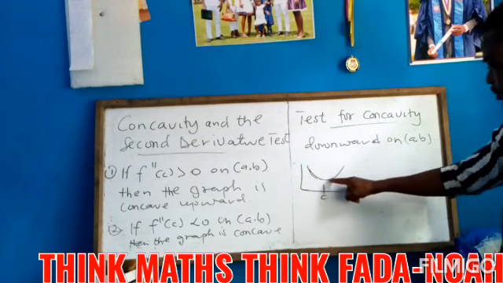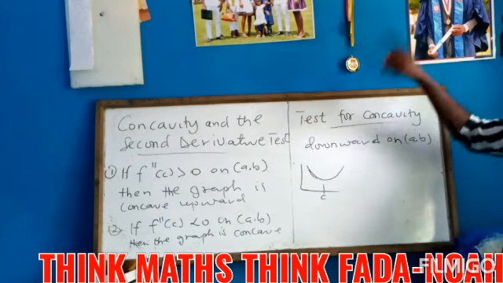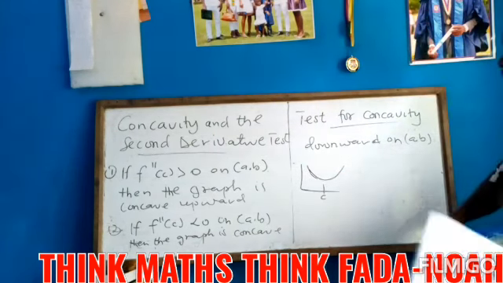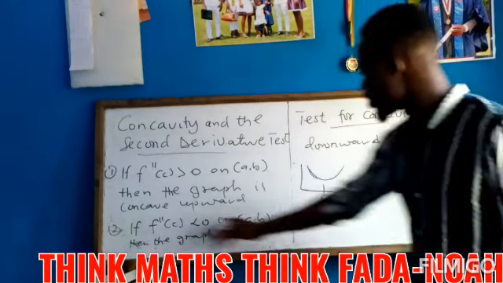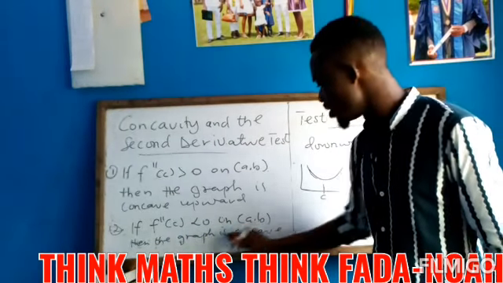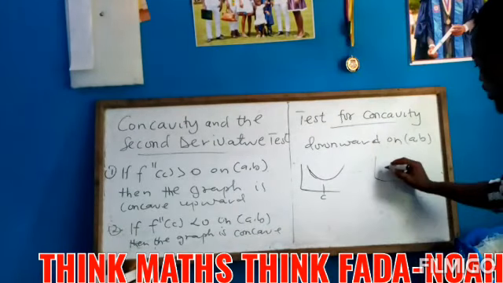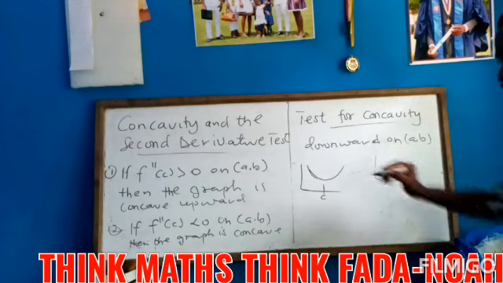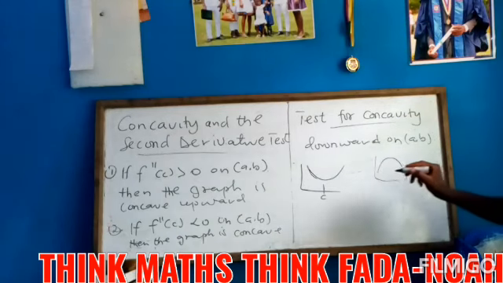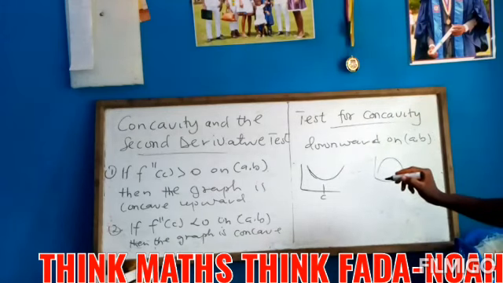We are going to have an upward concavity. And if the second one, if f prime prime of c is less than 0 on AB, then the graph is concave downward. Okay, downward means we have to do something like this. Alright.